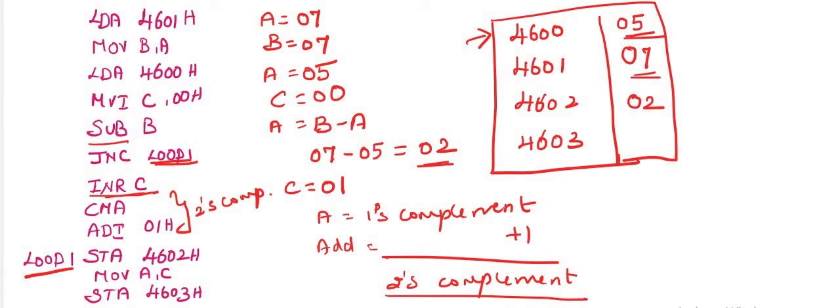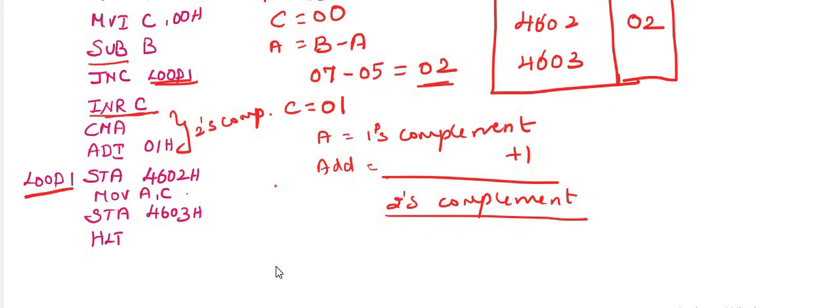So finally we have to store the carry value. So move A, C. So that carry value is moved to the accumulator. Then we have to store that accumulator value to some other location. So here we are using the 4603 location. So at 4603 we can get the answer as 01. In this program, the value will be 00. Suppose it is 05 minus 07, we will get the answer at 4603 as 01.